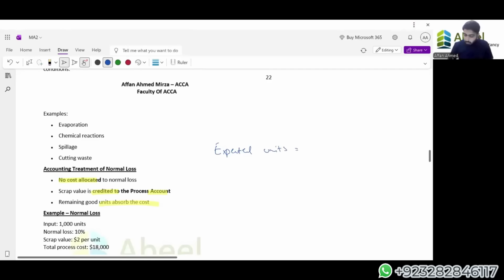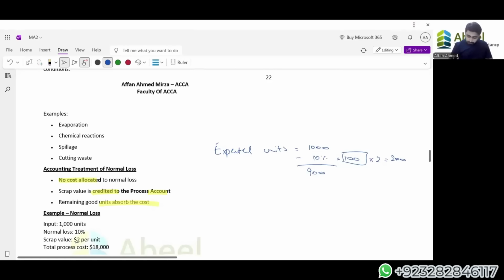Expected units are 1000 minus 10%, that is the loss. So 10% is equal to 100 units. So my expected units are going to be 900 units. That means I am going to have a loss of 100 units, and 900 units are going to be sold in the open market. Now the scrap value is 2 per unit. That means the scrap value is equal to 100 into 2. The total scrap that I am achieving is 200 here.